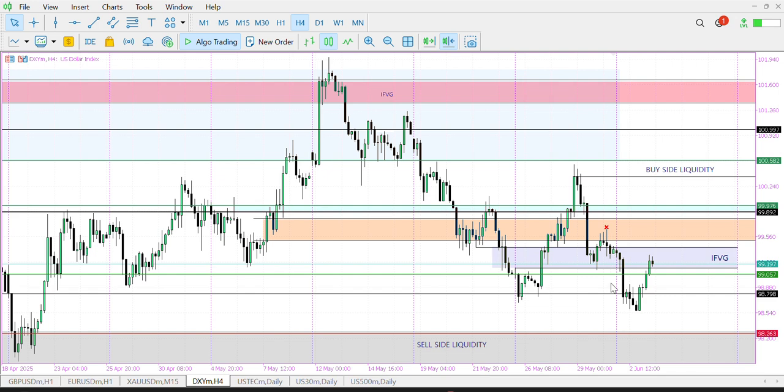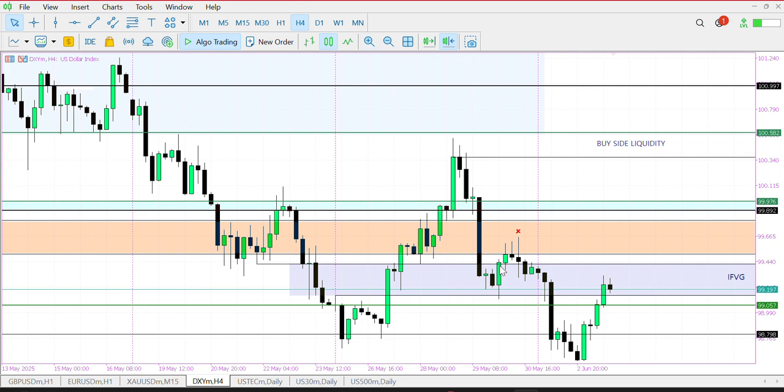So this week, let me just try to zoom in. This week the dollar opened at this. This was this week's opening price. Let me just demarcate it with the green line. So this was this week's opening price in the US dollar index. So the dollar index traded lower, as you can see here.